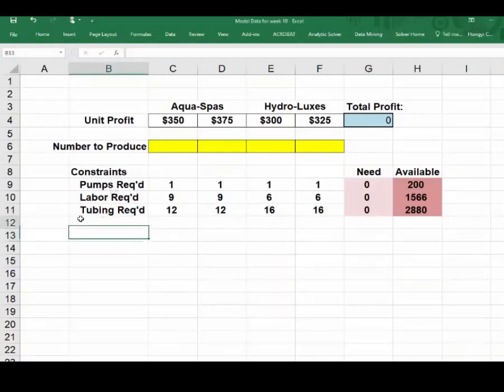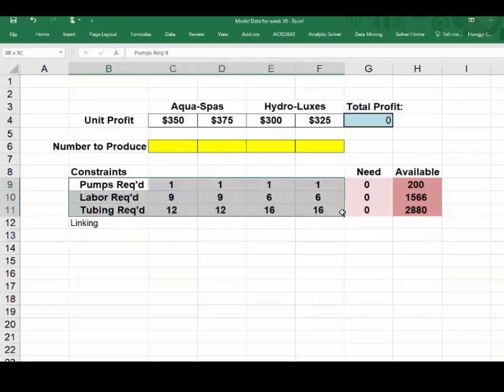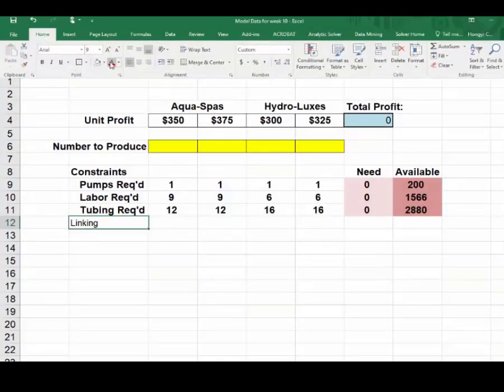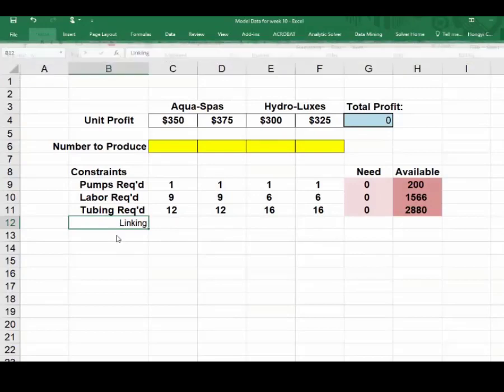I'm going to add just a linking constraint. So those represent the resource constraints, the basic ones, but now we're going to add the linking constraint. And the first one, we have the y1. I'll just label it here, Y1 and Y2. Since Y1 corresponds to the aqua spa and Y2 corresponds to the hydrolux, I'm going to move Y2 here. Then we'll look at that linking constraint.